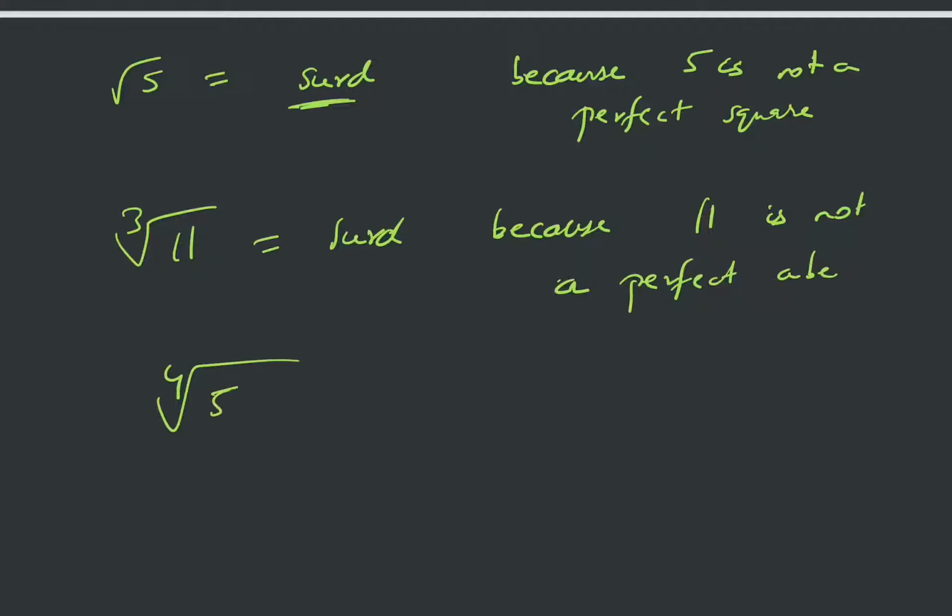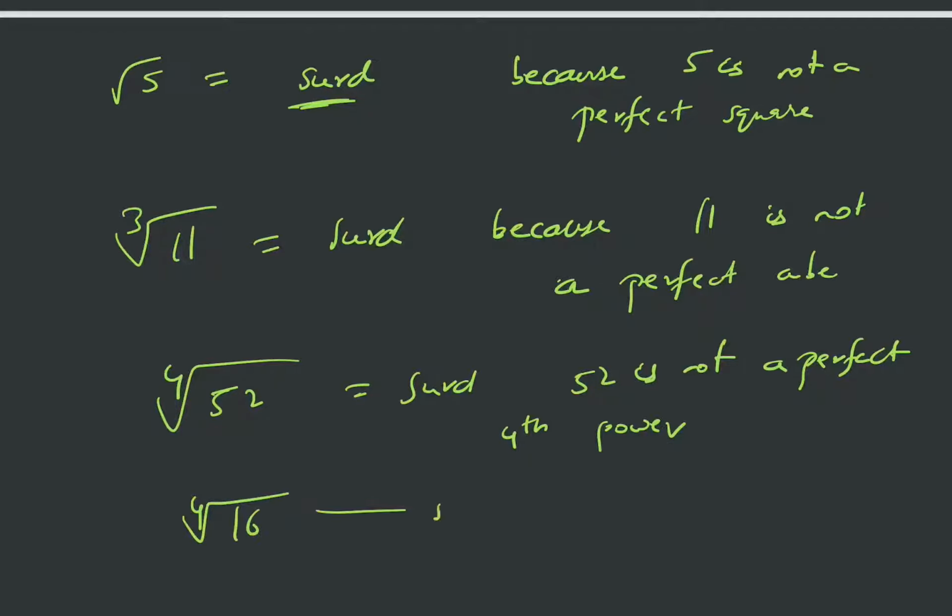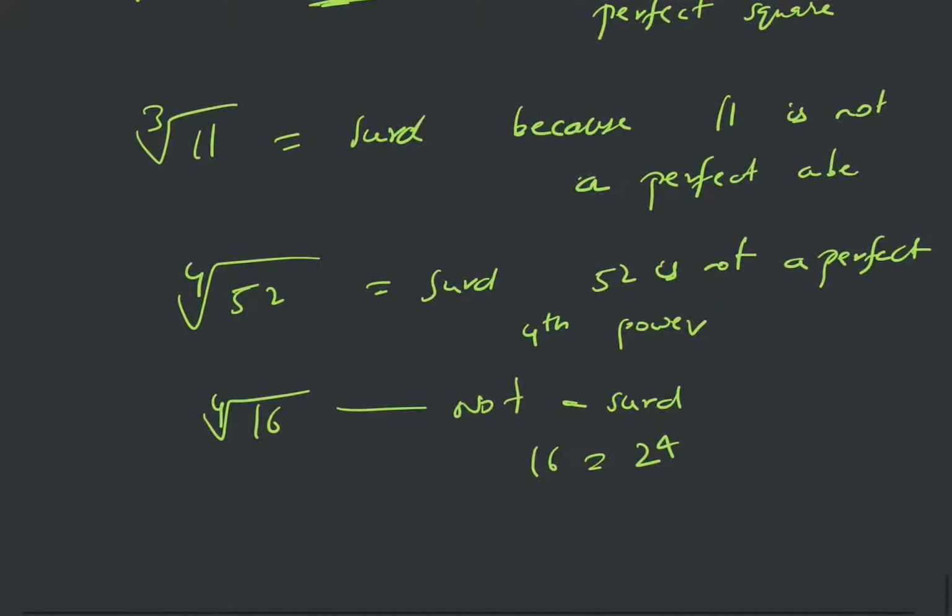Similarly, say if I write fourth root of 52, then this is also a surd, because 52 is not a perfect fourth power. But if I write say fourth root of 16, then this is not a surd, because 16 is a perfect fourth power, so fourth root of 16 is nothing but 2, right?